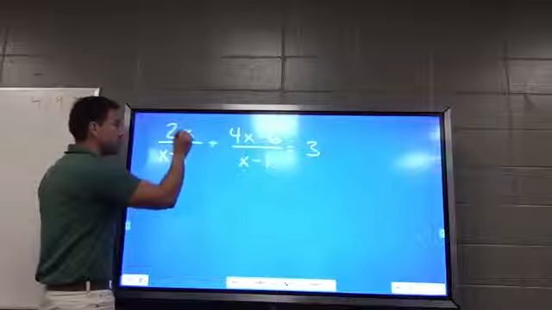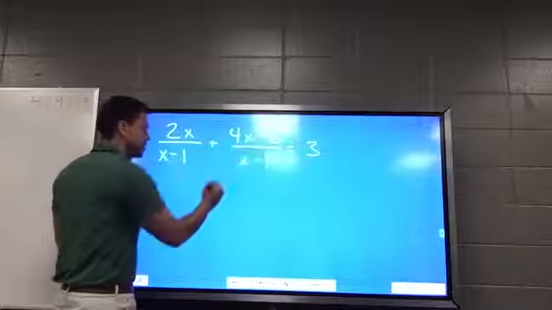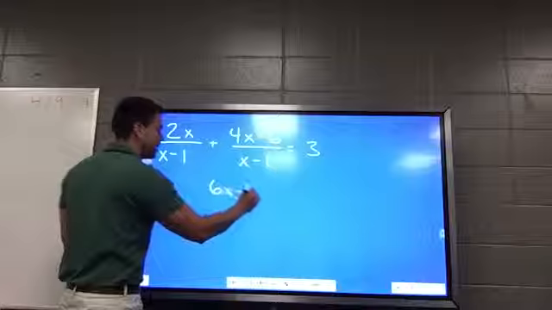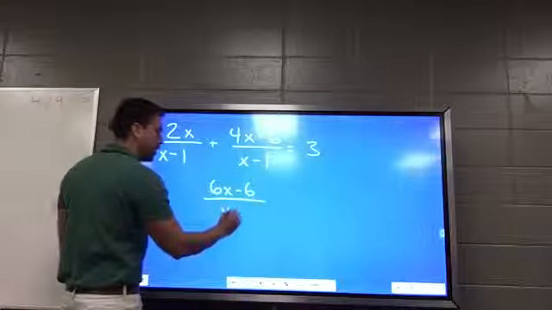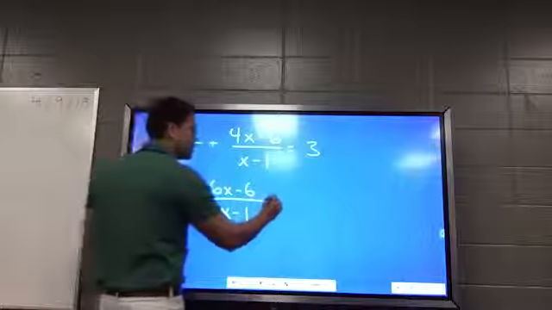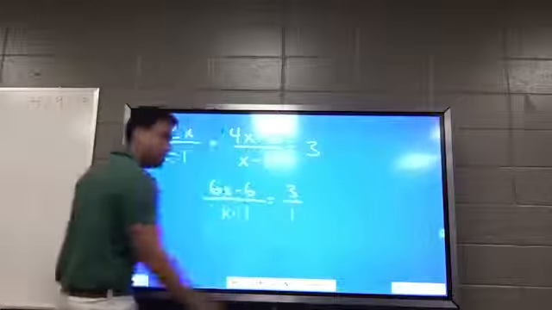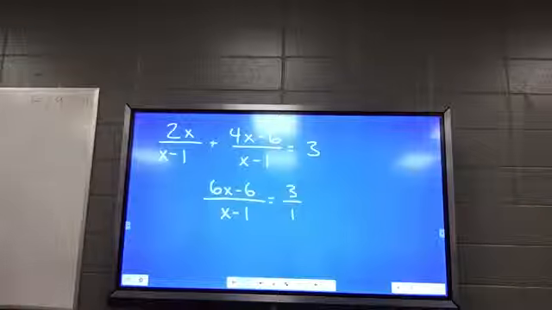So what's 2x plus 4x minus 6? 6x minus 6 over, see, this makes sense, over x minus 1. And that still equals 3/1. That's allowed because now I have a proportion.